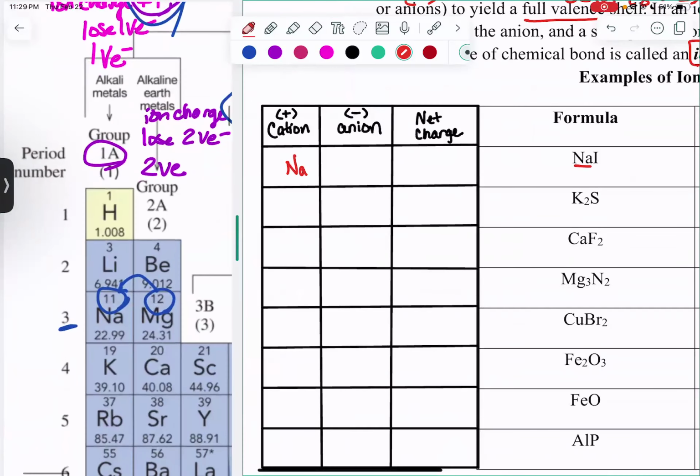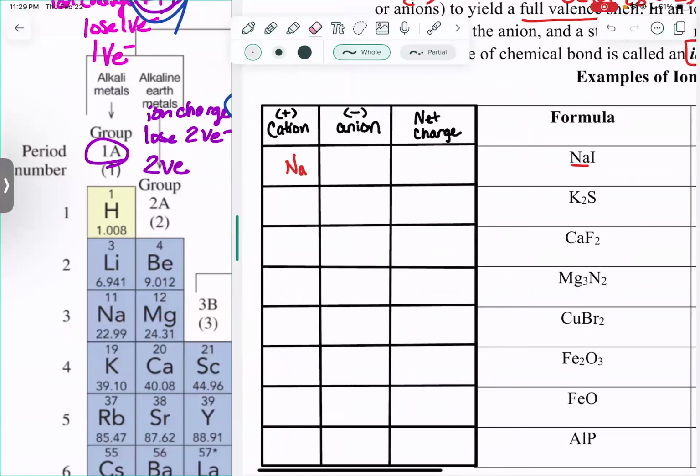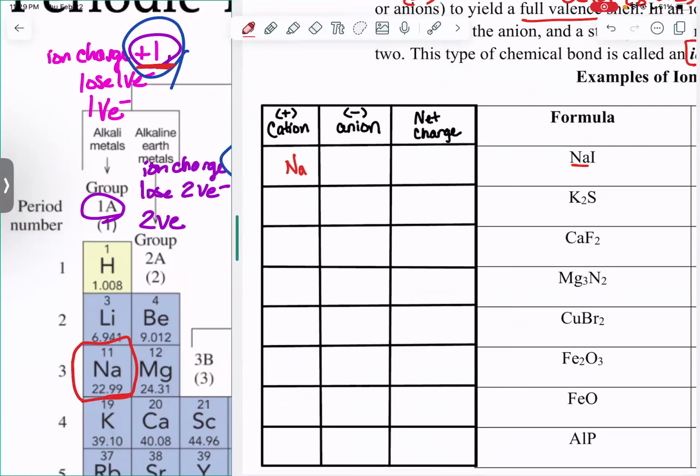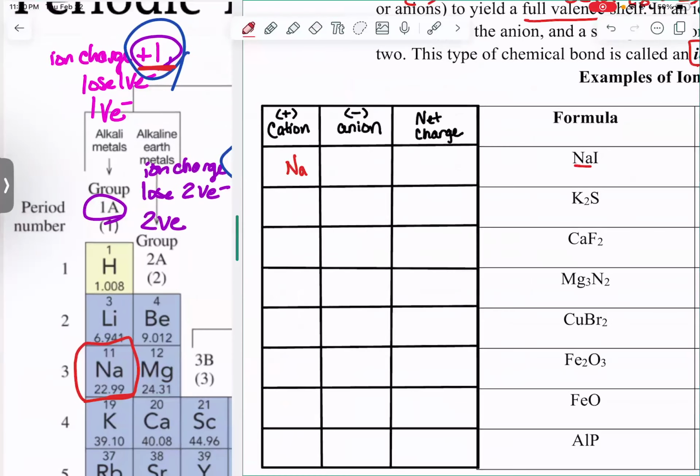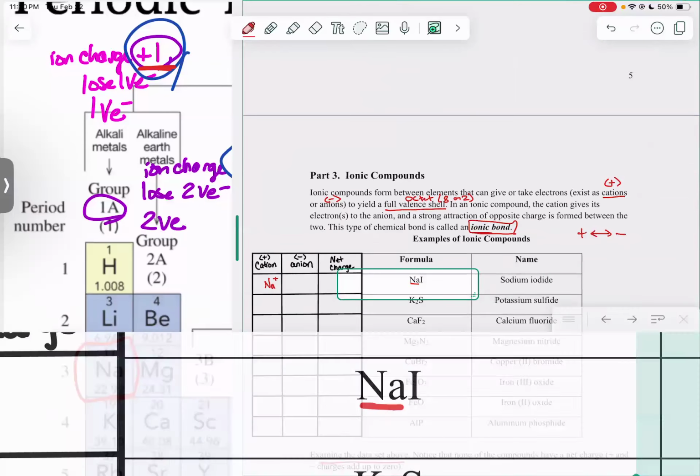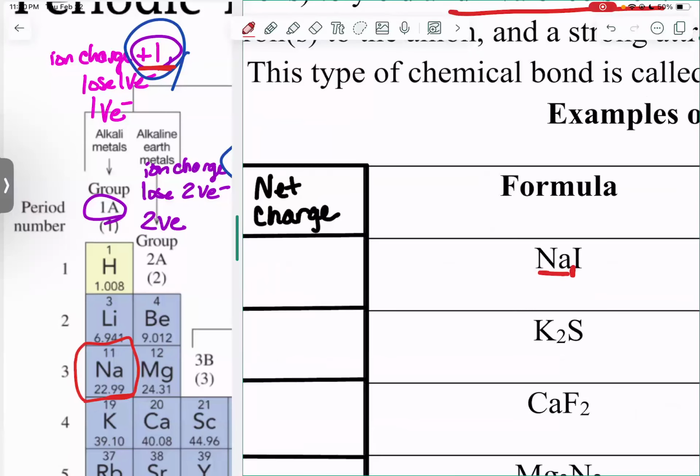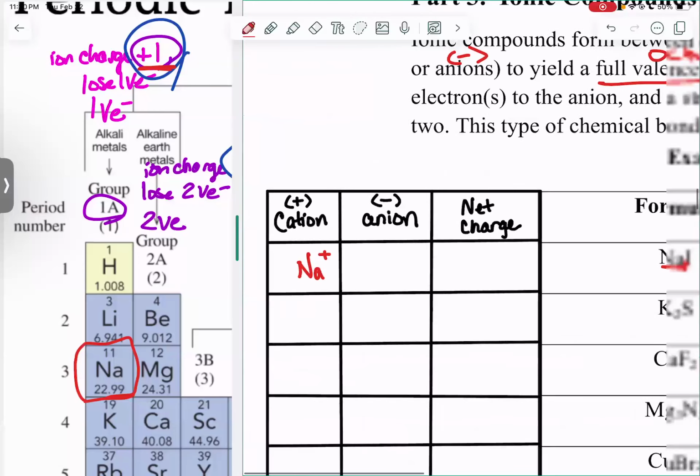Okay. So let me erase what's going on over here. Na is sodium. It is right here in group 1A, so it has 1 valence electron. It's going to lose its 1 valence electron and end up with a charge of +1. So we're going to put Na+. Now, I also want you to write in this little box how many of these sodium ions I have. If there's nothing there as the subscript, it's a 1. So I have 1 Na+ ion.